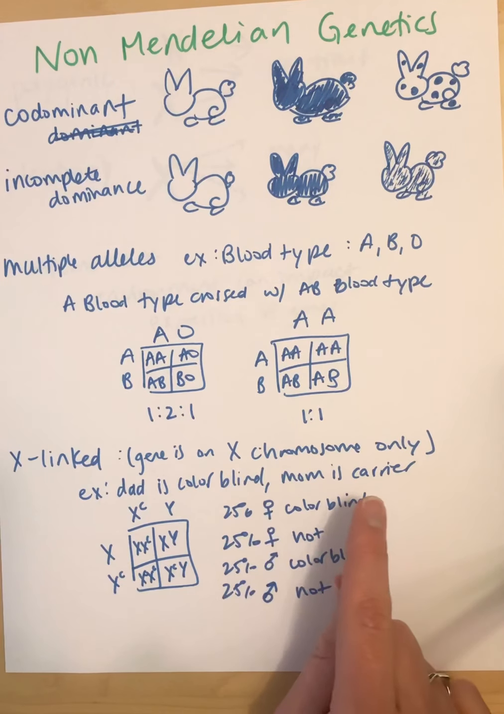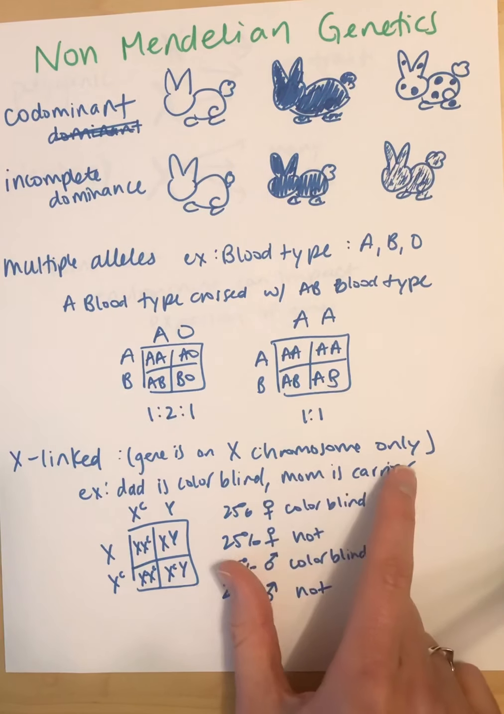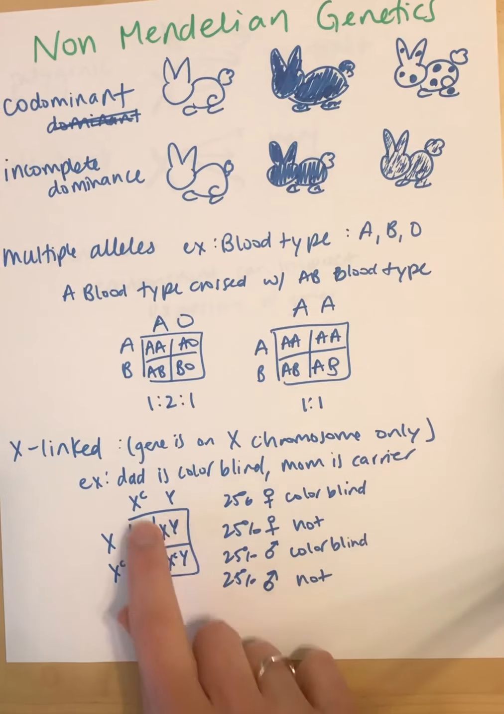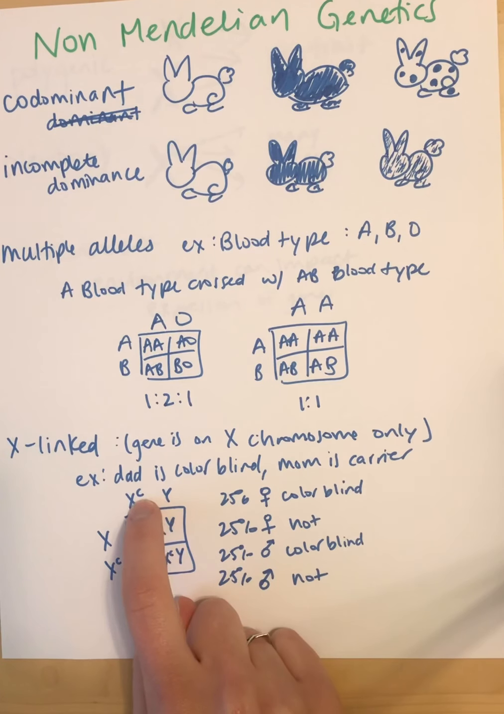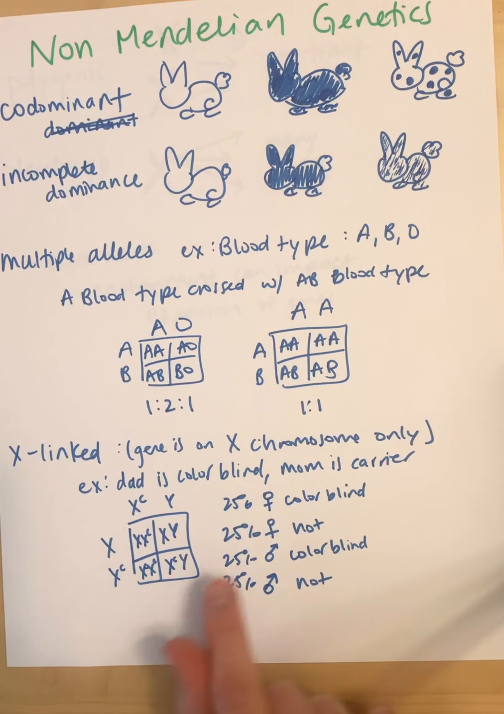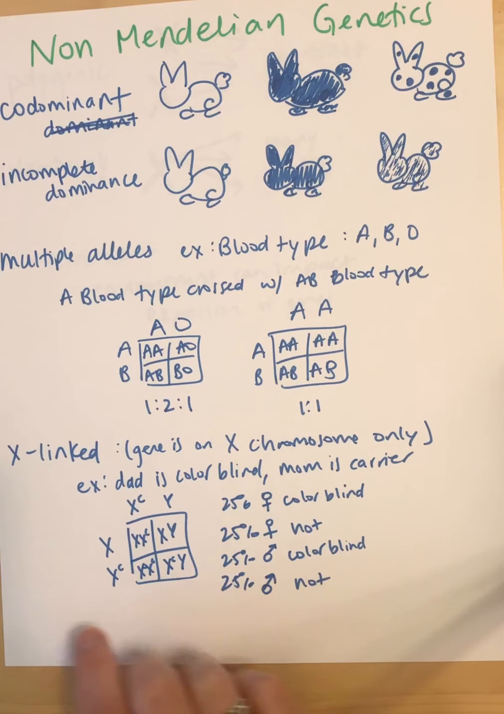X-linked is when the gene is on the X chromosome only. For example, if a dad is colorblind and a mom is a carrier, so I have to write X's and Y's, and I put the gene as a little c here and fill this out. And the result here is a 1-to-1-to-1 ratio again.